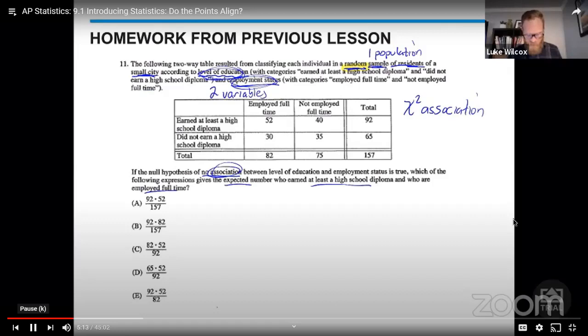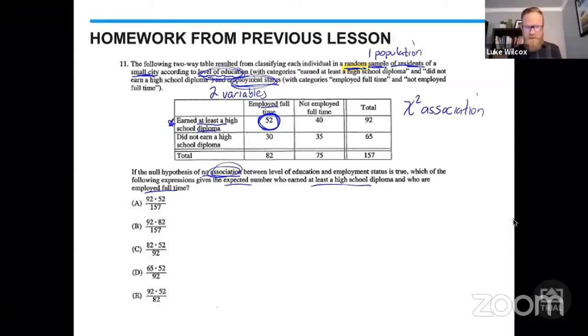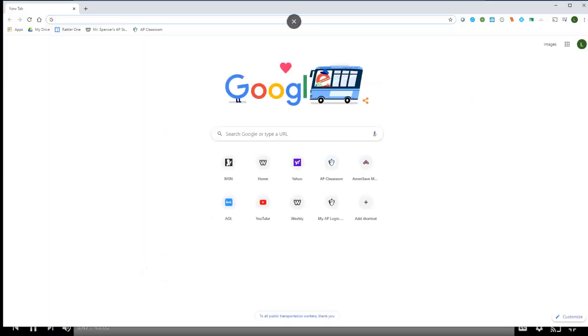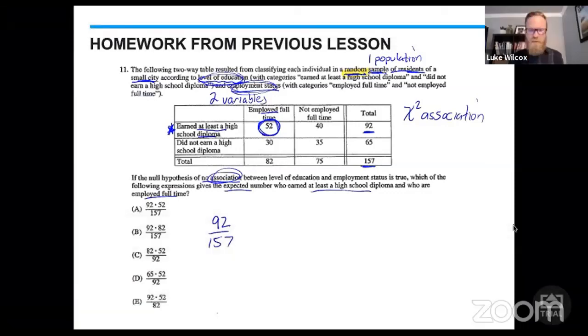Now, they said for at least a high school diploma. So I know that I'm dealing with the first row here, and employed full-time, that is the first column. So what we're really looking for is the expected value in the top left cell of this two-way table. Now, if the null hypothesis is true, we should be able to just look at the proportion of the total sample that earned at least a high school diploma. And I can do that by taking the row total there divided by the grand total, 92 out of 157. That's going to tell me the proportion of the sample that earned at least a high school diploma.